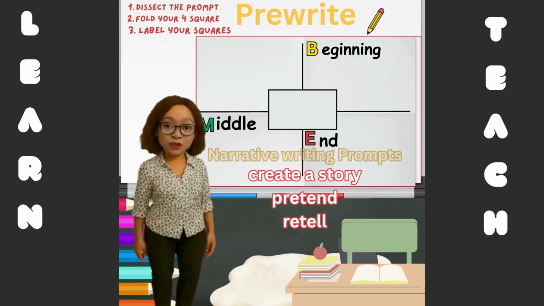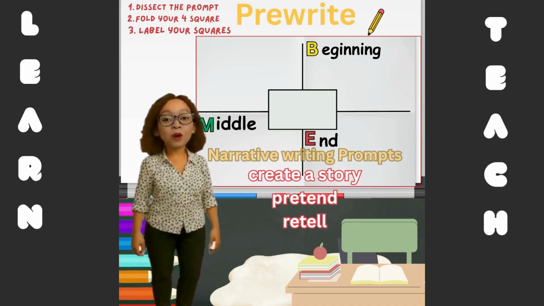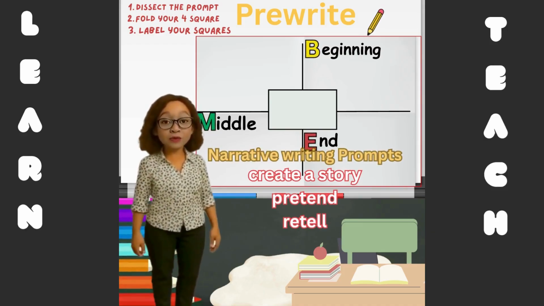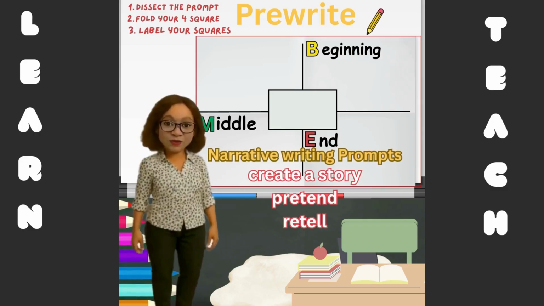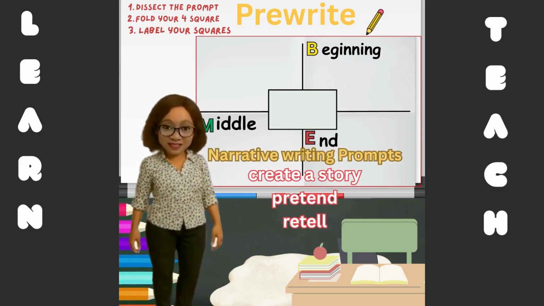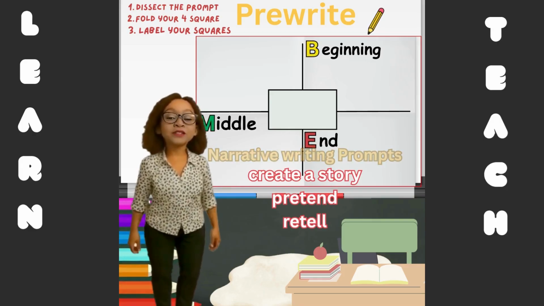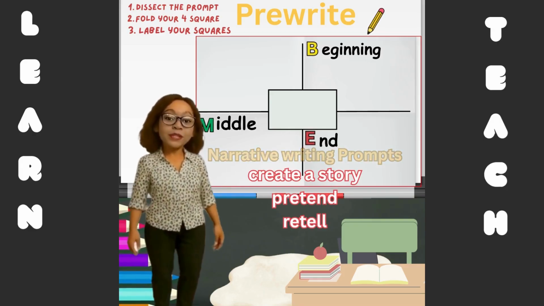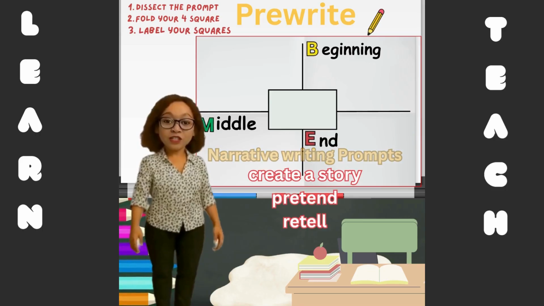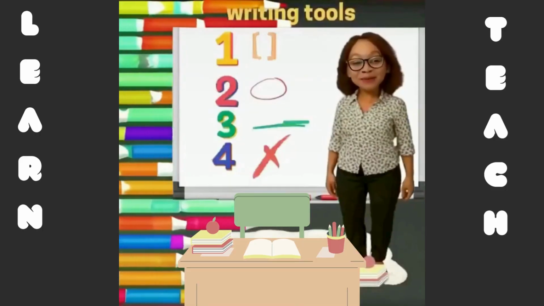Some words to look for in a narrative prompt are pretend, create, retell, narrator, continue the story, or point of view. Some examples are retell the event from another character's point of view, or pretend that you found a pair of magic shoes. Let's play a game to practice.